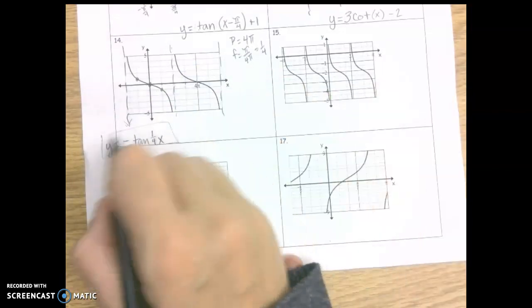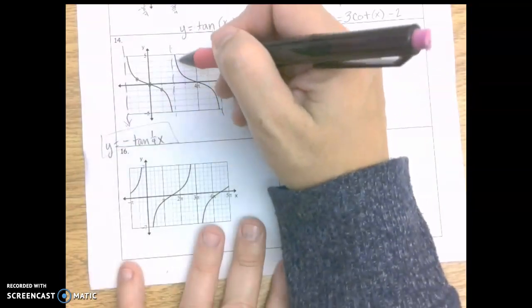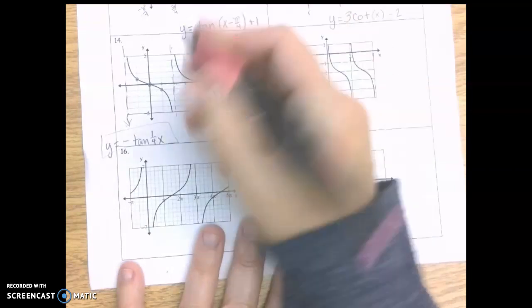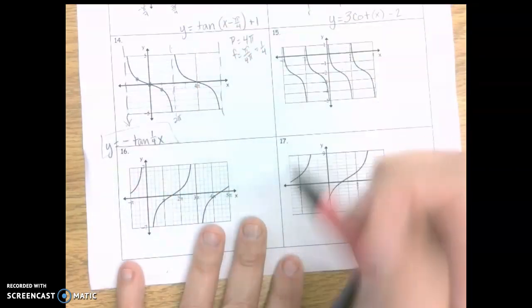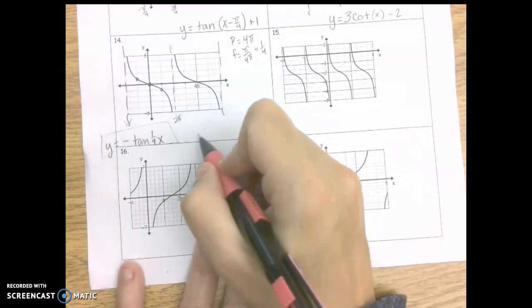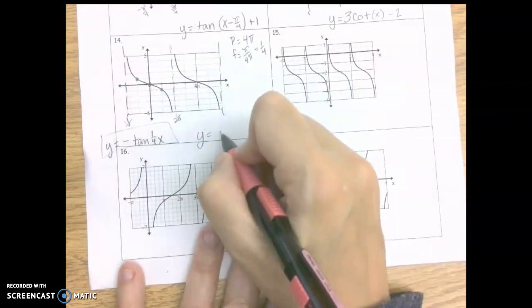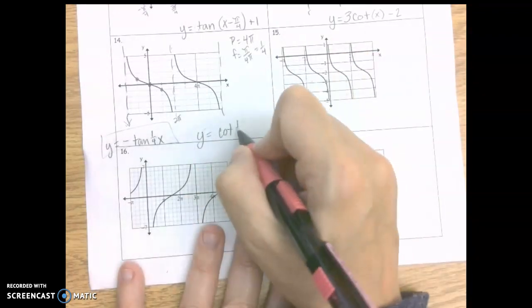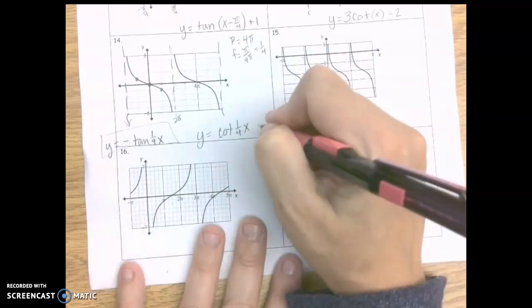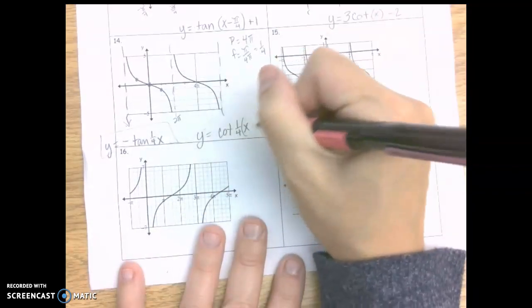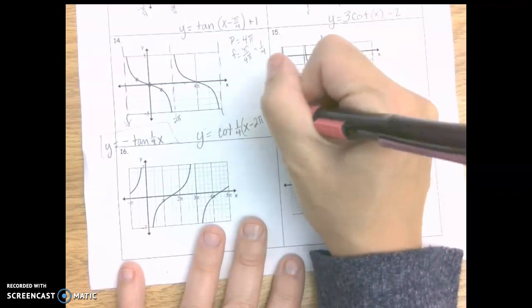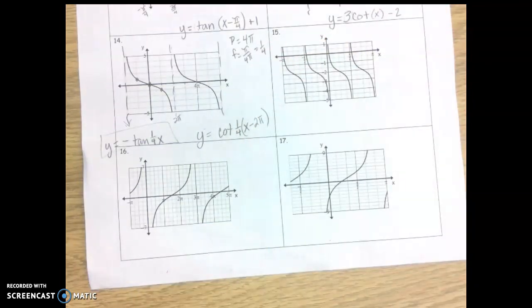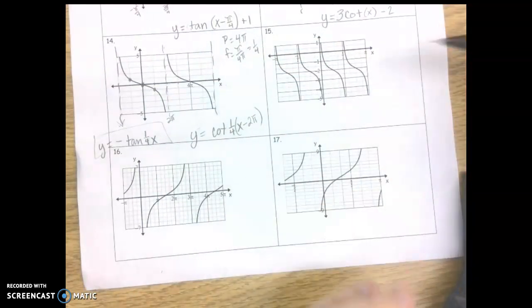There's one equation. If I wanted to do the cotangent, then I have to phase shift over by 2 pi. So I'd have y equals cotangent 1/4 x minus 2 pi. And remember, these are cofunctions, so they all coexist.